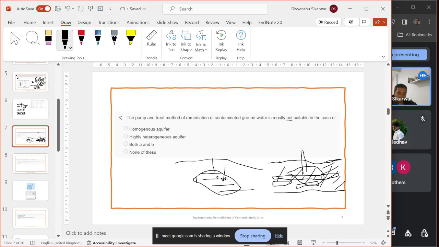If we have silty clay or sandy clay, the permeability will be on the lower side. So the time required for the treatment will be very high, which won't be feasible. We have to design for different types of soil, different K values, right? So if we have a highly heterogeneous aquifer, it will be very difficult.